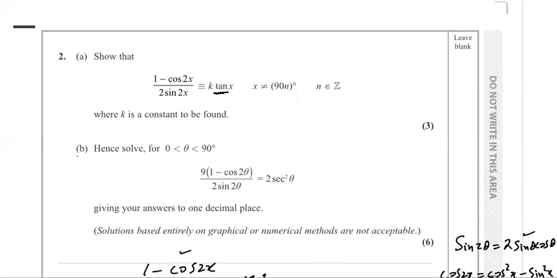And then part B says: hence solve for theta greater than 0 and less than 90 degrees. Now whenever hence is used, it means you can use the previous part. The result that you obtained in the previous part you can use here. It means (1 minus cos 2x) over (2 sine 2x) we know is equal to 1 over 2 tangent x. We proved that one. So in terms of theta also, in place of (1 minus cos 2 theta) over (2 sine 2 theta), I can write that result.